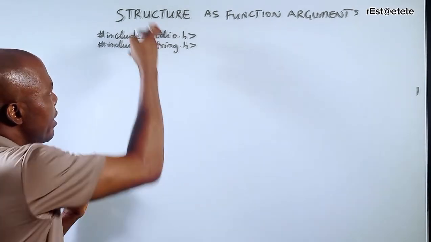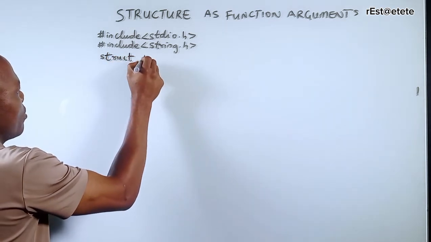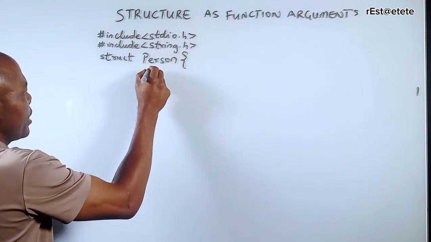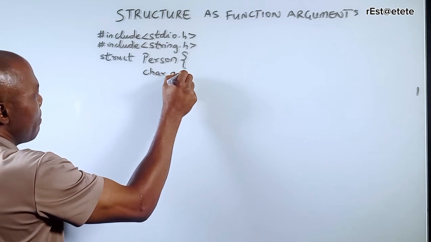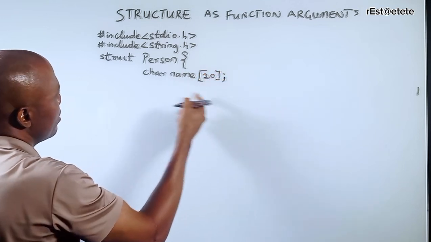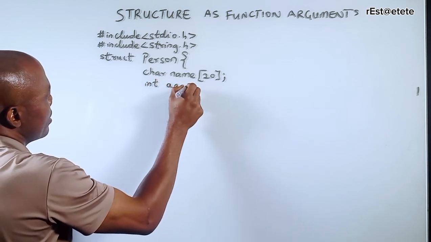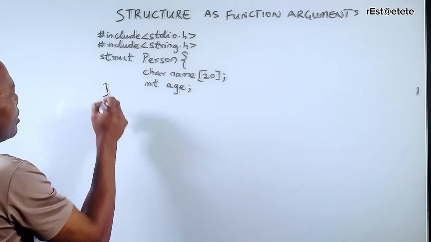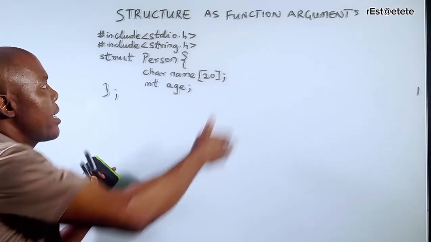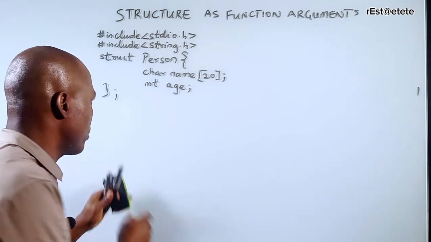Okay, so I'm going to declare a structure using our struct keyword. I'll call it person. Inside it, I will say char name, and I'll assign 20 to it. I've explained all that. Then I will say int age. Let's just leave it at this. These are blueprints to create a person. Now, I want to pass the structure as an argument to a function, so I have to create my function.